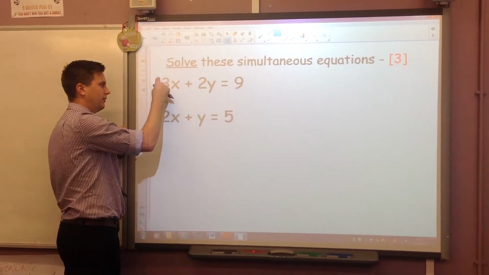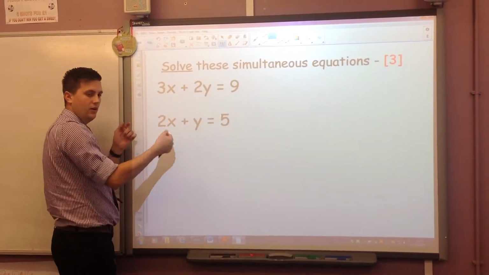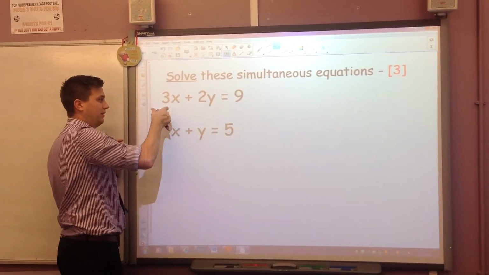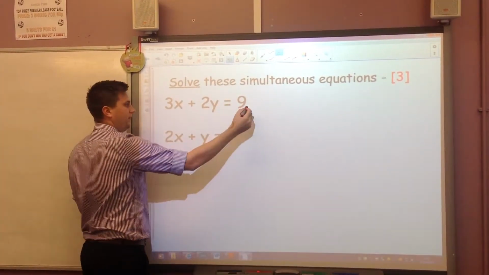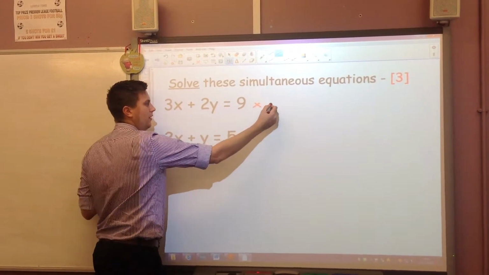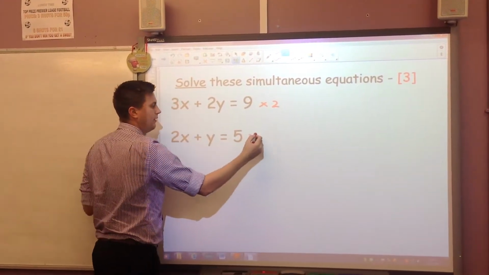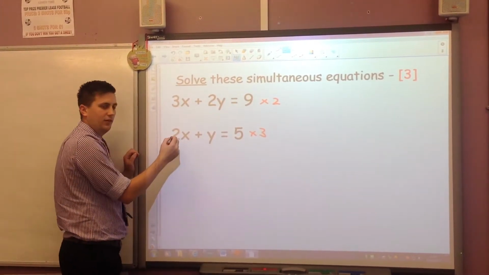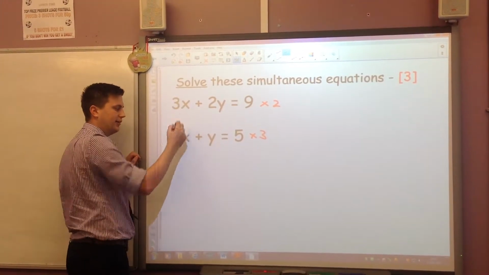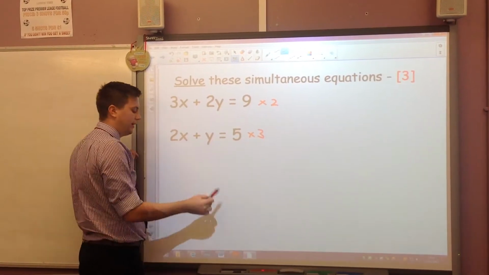The easy way to do it is to look at the first two numbers, so the 3 and the 2, swap them over and multiply the other equation. So if we look at the first one, if we multiply all of this by 2, we're going to end up with 6x at the front of the equation. And if we multiply all of this by 3, we're going to end up with 6x at the front of the equation. 6x and 6x are easy to get rid of, and then we can solve for y.